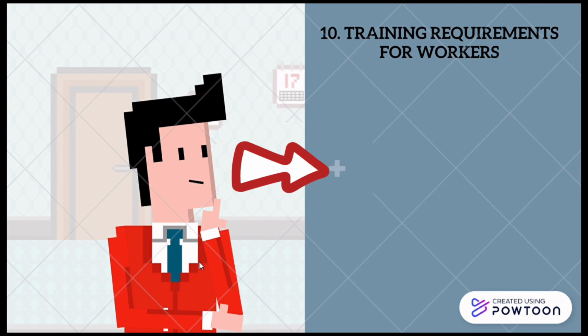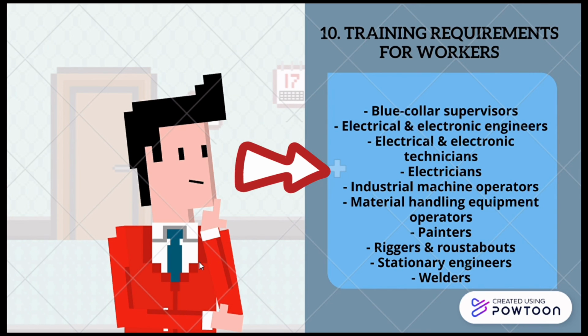OSHA's training requirements for all workers are contained in 29 CFR 1910. The training requirements for workers who face the risk of electric shock that is not reduced to a safe level are clarified in OSHA CFR 1910.332. The standards requirements apply to the following classifications of workers.